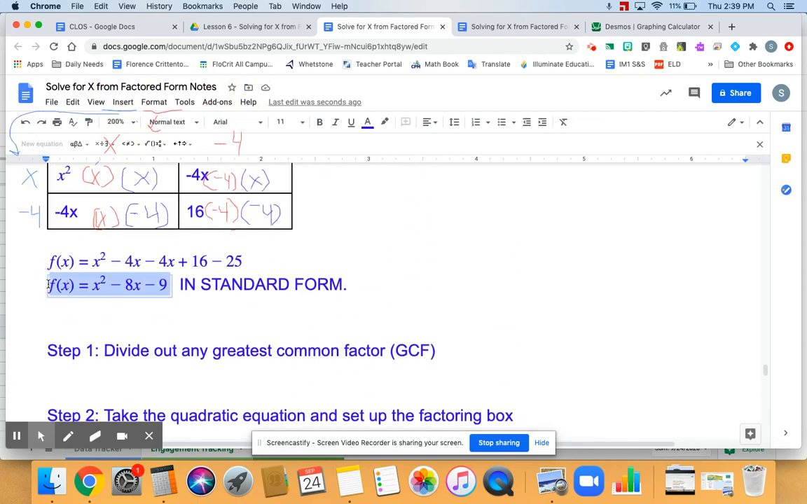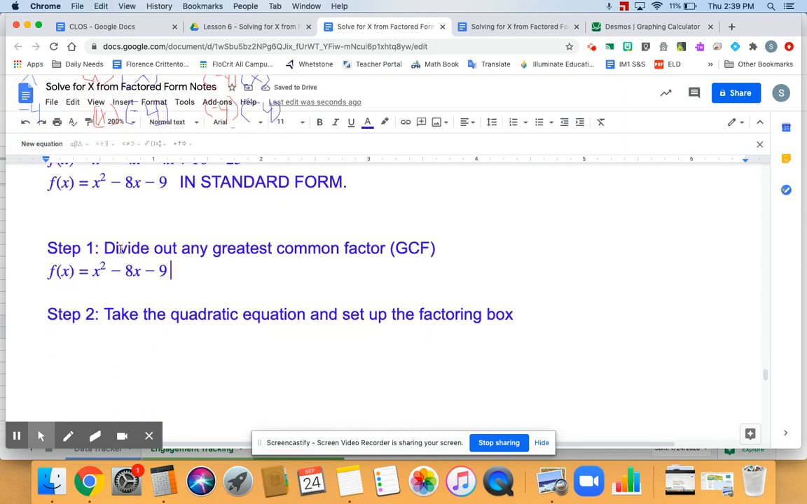So here's our equation. These are the steps for factoring. First, I need to divide out any greatest common factor, or the GCF. There's no number in front of this x besides the invisible 1, so there's no number in all of them. The last one does not have an x, so there's no letter in all of them, so there is no greatest common factor.